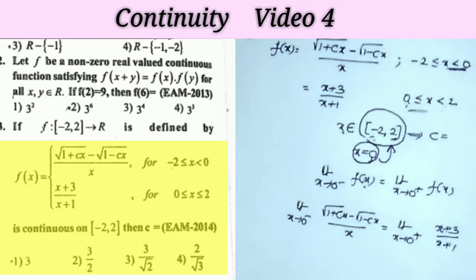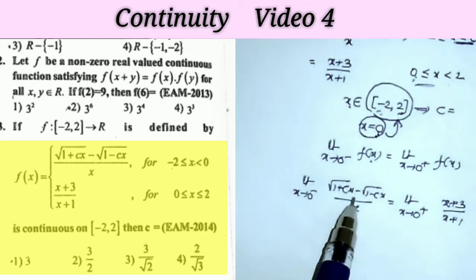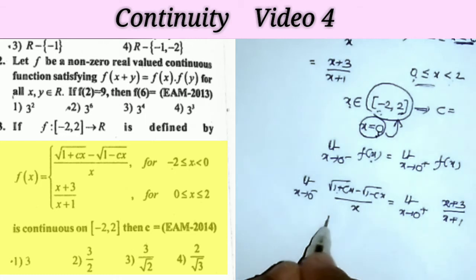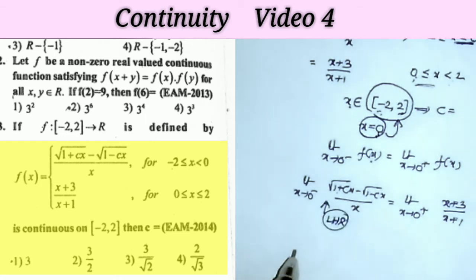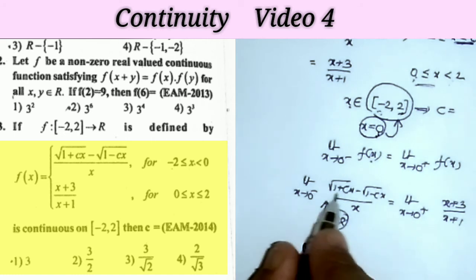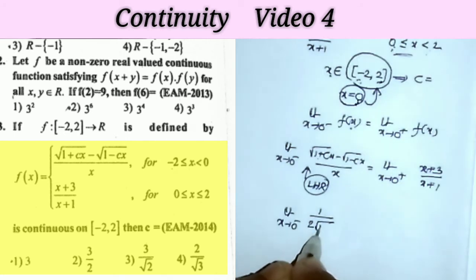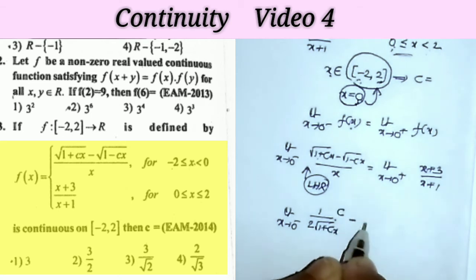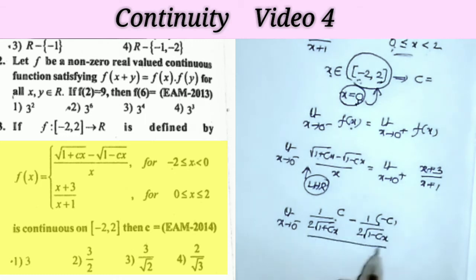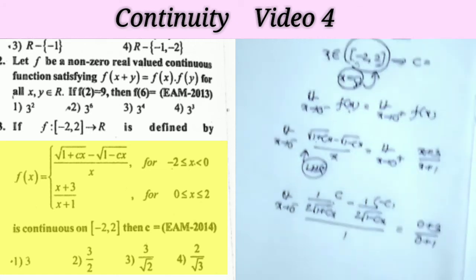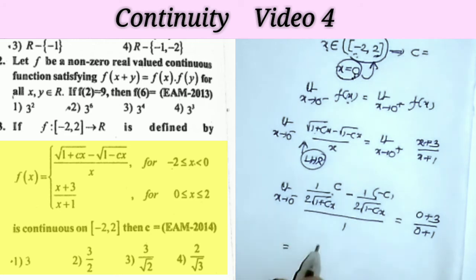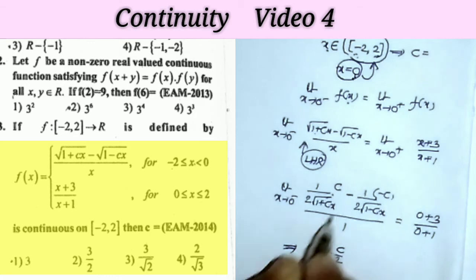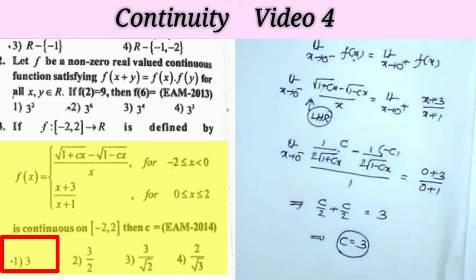Now replacing x = 0 directly in the given question, when we take x = 0 here, then what we get? (1−1)/0, that is 0/0. That is, we apply L'Hospital's rule to this part. The limit as x tends to 0⁻: what is the derivative of the square root? 1/(2√(1+cx)) times the derivative of cx, which is c, minus 1/(2√(1−cx)) times the derivative of −cx, which is −c, over 1, is equal to, here directly taking x = 0, then we get (0+3)/(0+1). Now taking x = 0 here, c/2 + c/2 is equal to 3. That is, the value of c is equal to 3, and this is the first option. Very easy question.